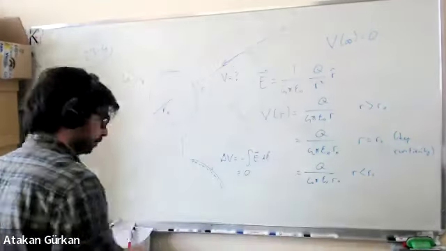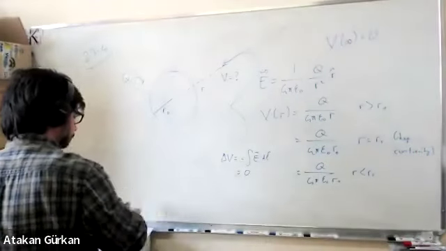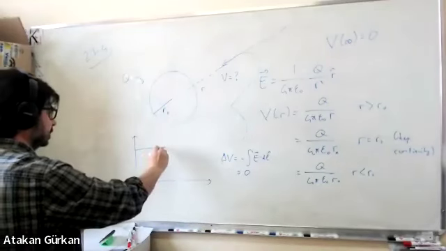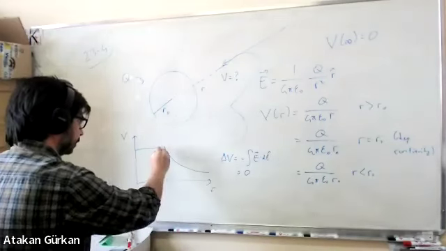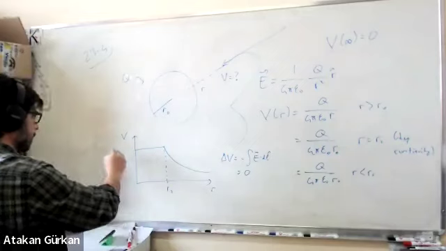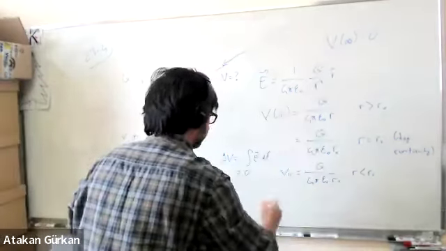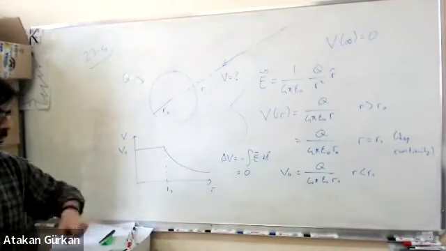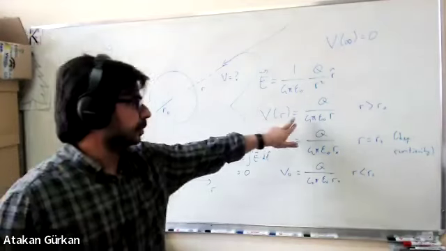So if you draw this, something constant and then decreasing as 1 over r. So this is 0, and this one is just, let's call this V0. This one is the surface value. It's the same inside the conducting sphere, and as you leave the surface, it just decreases as 1 over r, this formula over here.